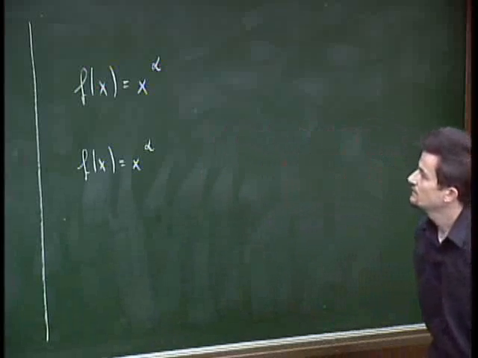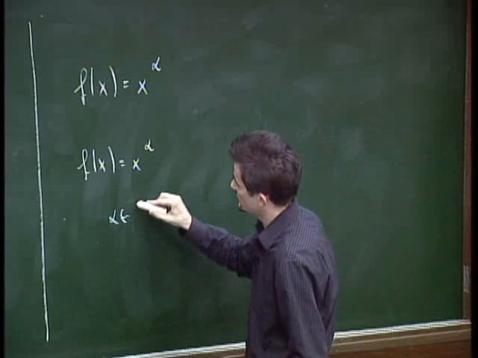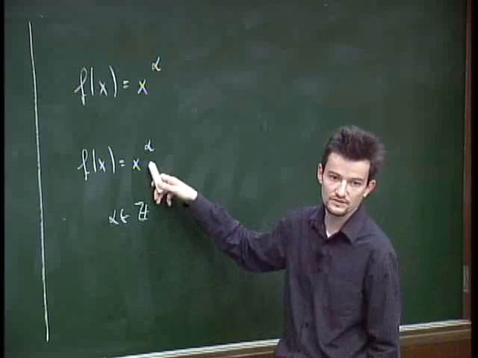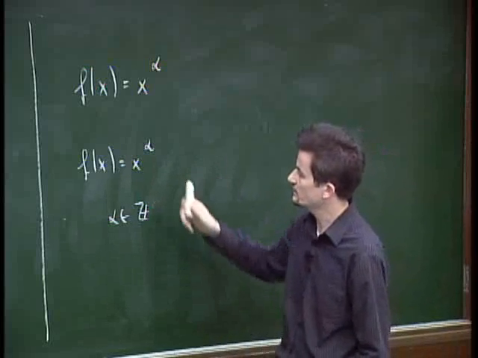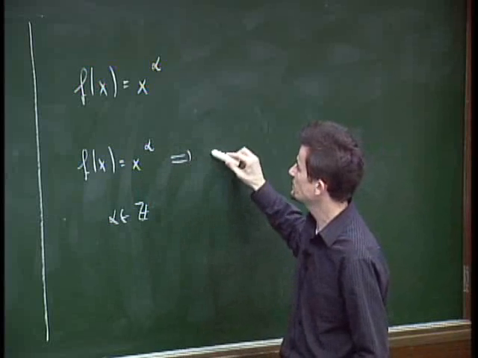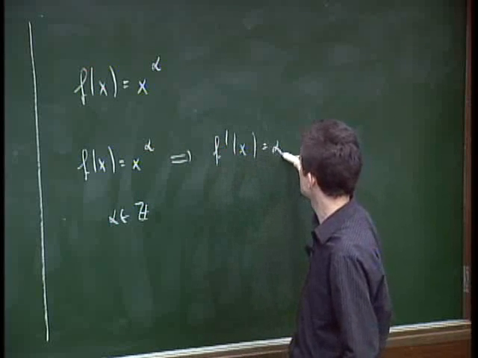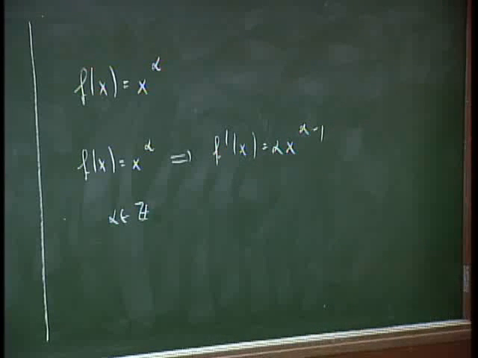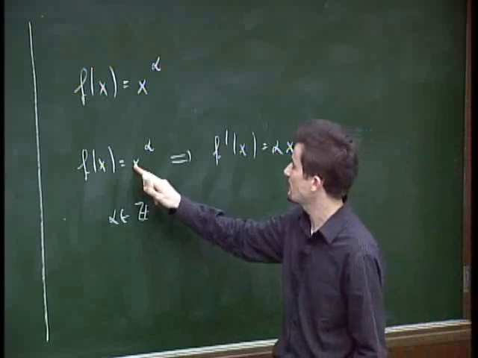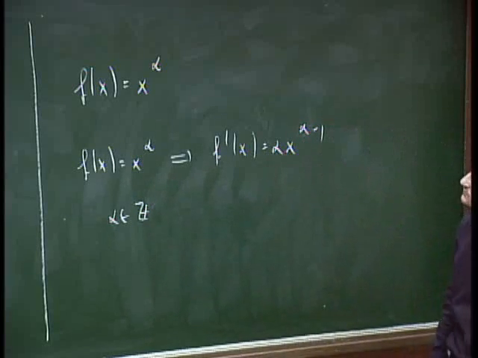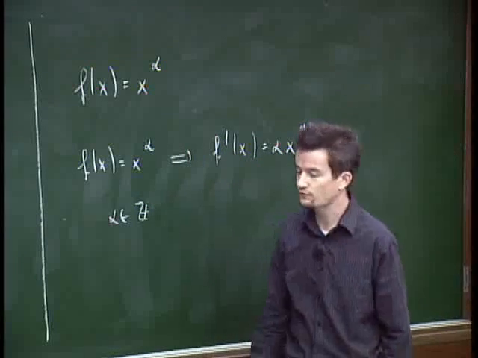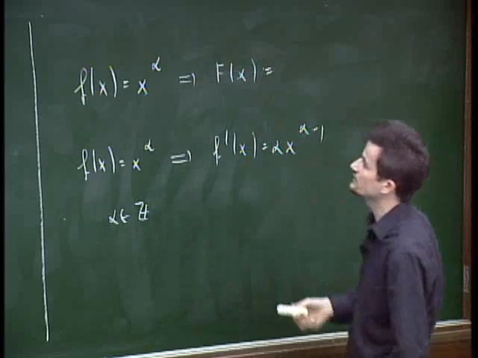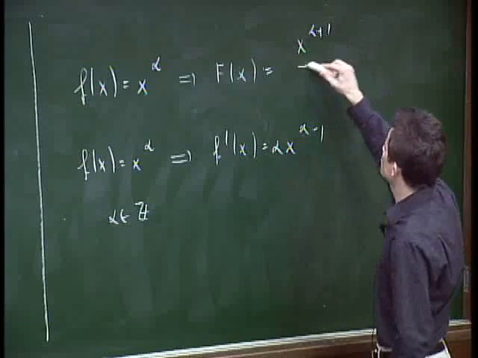Assume that alpha is an integer. In this case, this symbol here is defined, no problem, and we can discuss the properties of this function. In particular, we can easily prove that the derivative of this function is alpha x to the alpha minus 1. Now if we want to invert the question, going from the power function to the derivative, and ask what is the antiderivative, we use this, so one antiderivative is given by x to the alpha plus 1 over alpha plus 1.